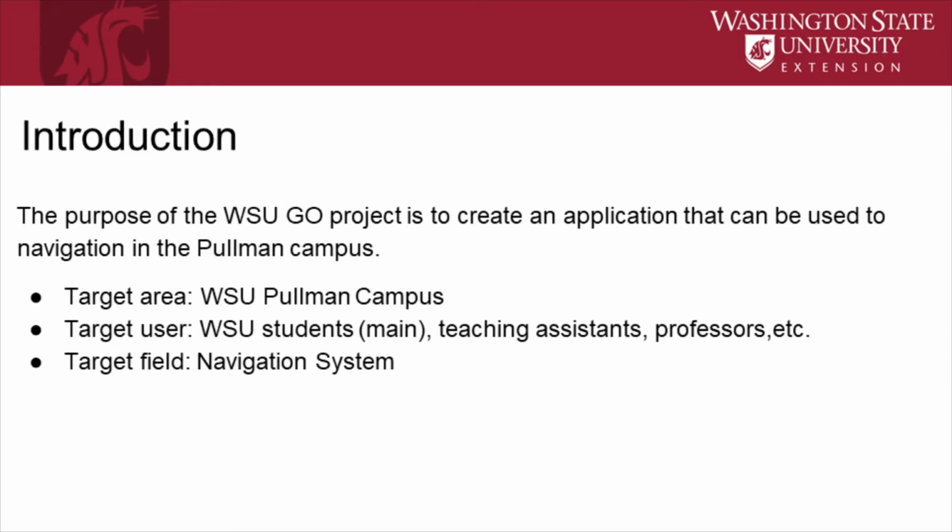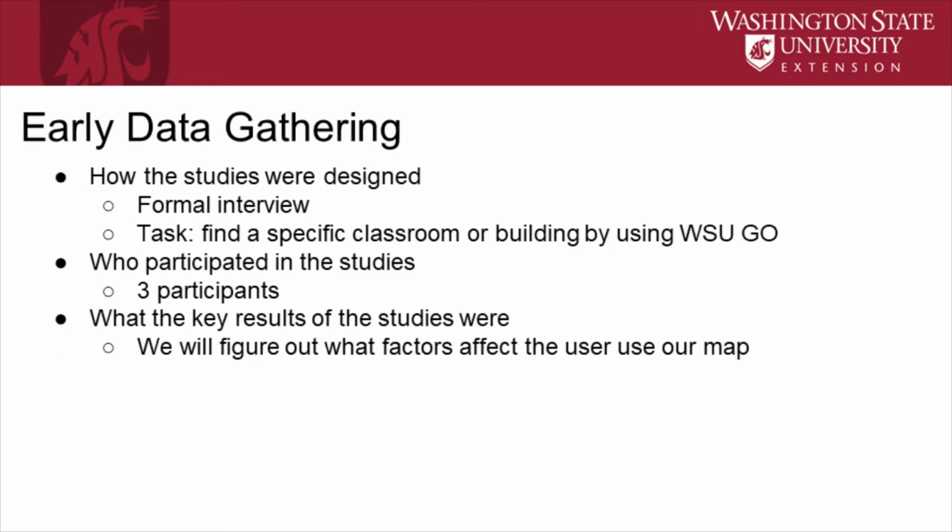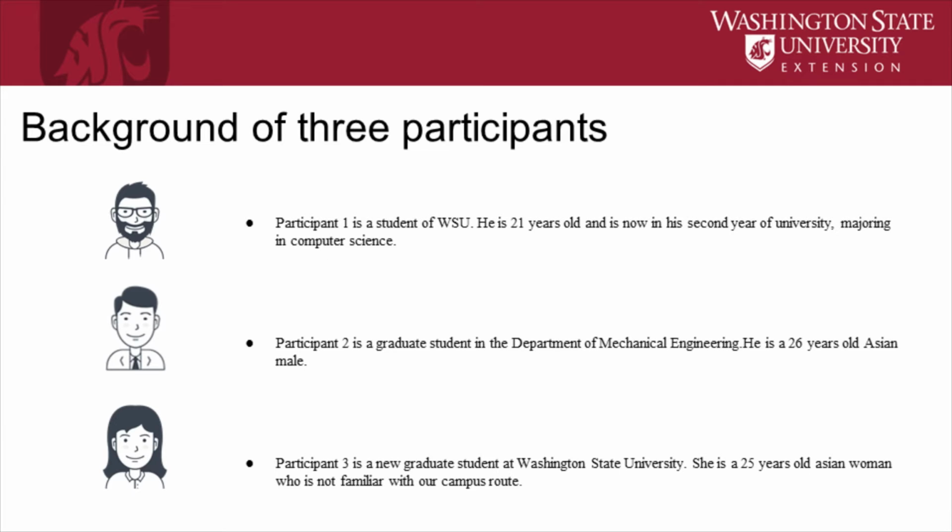The design concept of our software is to help WSU students find their destination easily and quickly. We designed a simple task, which is finding a specific classroom, and we can roughly determine what factors will affect user use of a map. Most freshmen struggle with finding a classroom because they are not familiar with the campus. We have 3 participants. One thing they have in common is the experience of not being able to find a classroom.